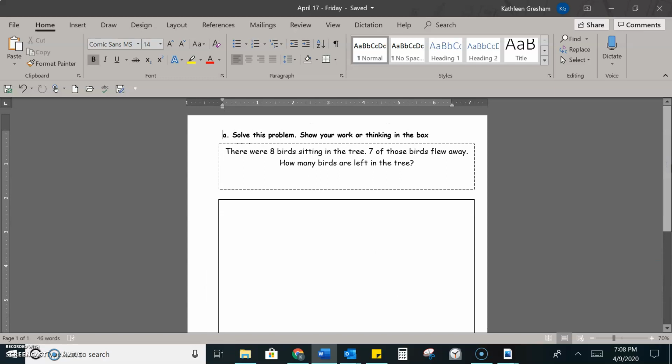So one more time, there were 8 birds sitting in the tree. 7 of those birds flew away. How many birds are left in the tree? Great job, boys and girls. I know you can do it.